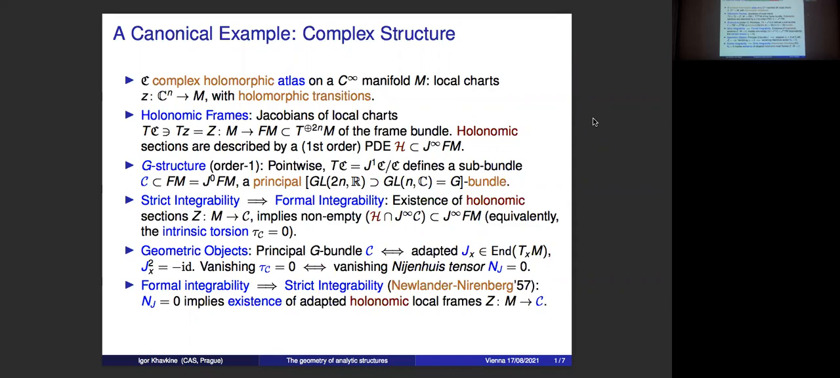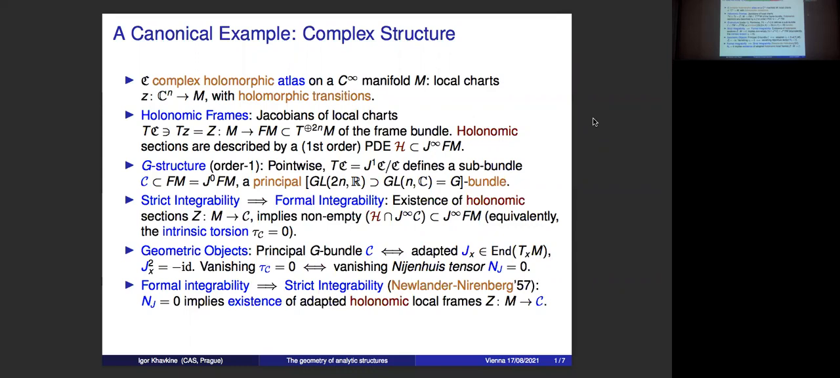The first order means that we're talking about the Jacobians, which essentially are first derivatives, or the same as first jets, throwing away information about the zero order part of the thing. And this number could be higher, and this would correspond to a higher order G structure.